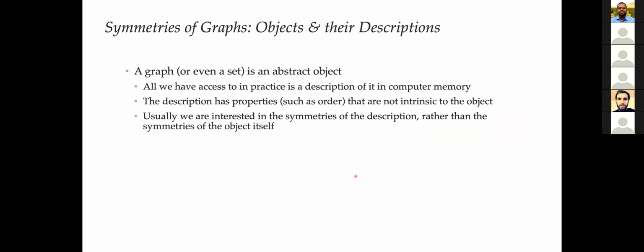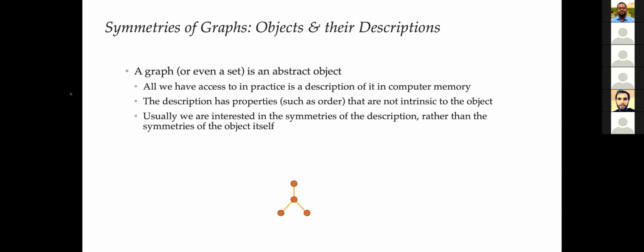Now, one important thing to realize is that there are really 2 kinds of symmetries at play here. So first note that a graph, or even just a set, is actually an abstract object. What we have in our computer is just a sequence. It's essentially a description of the set, but it has some extraneous properties like the order of the elements of the set, or the nodes of the graph. And usually we're interested in the symmetries of this description rather than the symmetries of the object itself.